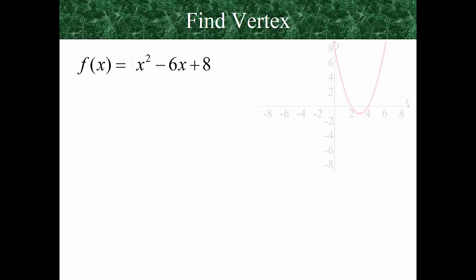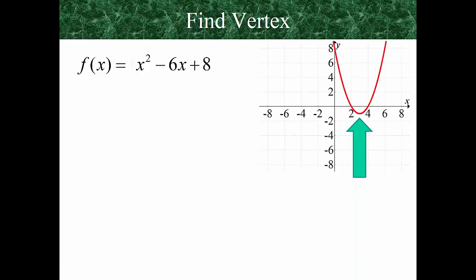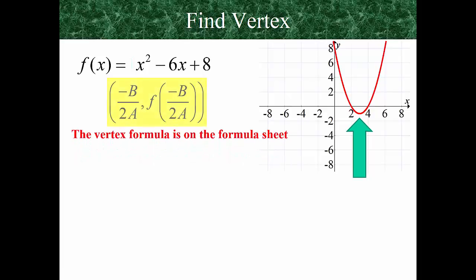The thing called the vertex means the very lowest or highest point on the parabola. In this parabola, since it's curved upward, we have a lowest point, and we need to find that. Now on the formula sheet, there's a formula for the vertex. You notice it's an ordered pair. The number on the left is the x, and the number on the right is the y. So there's the x and y coordinate for the vertex.